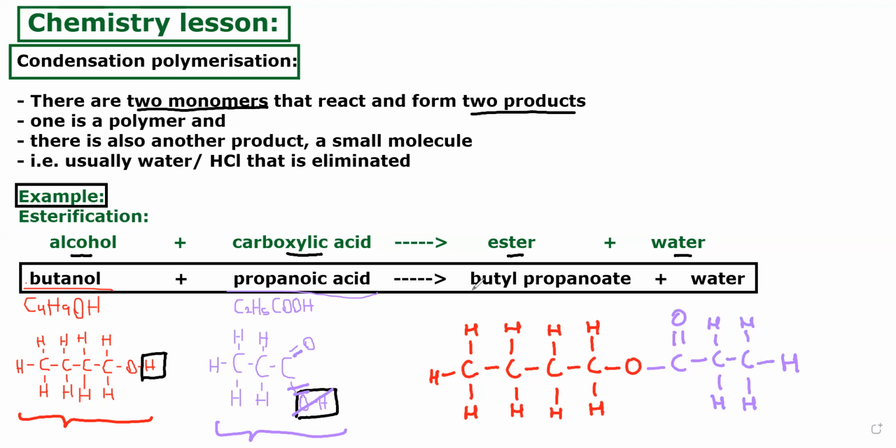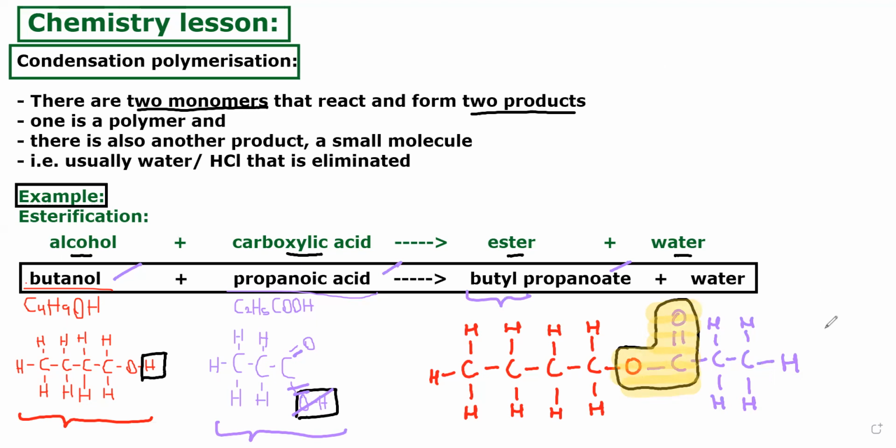What ester? Butyl. Butyl is coming from butanol. Propanoate is coming from propanoic acid. So this is my butyl propanoate ester. This is, basically, the ester linkage. Let me highlight this ester linkage. This is the ester linkage where both carboxylic and alcohol groups are attaching.